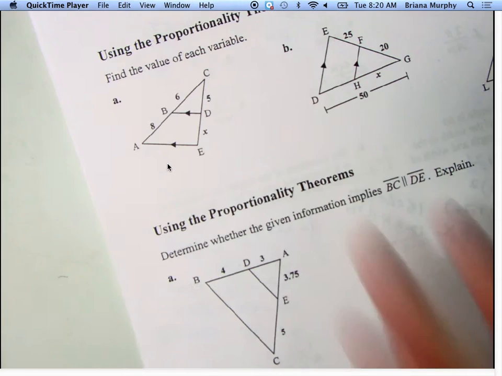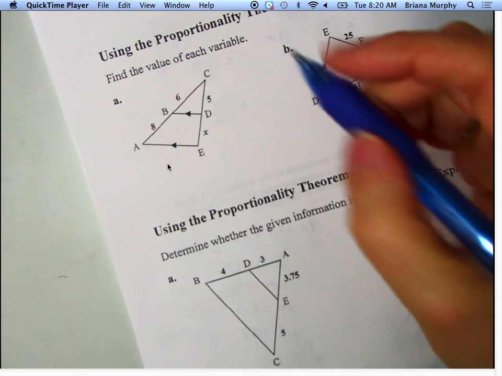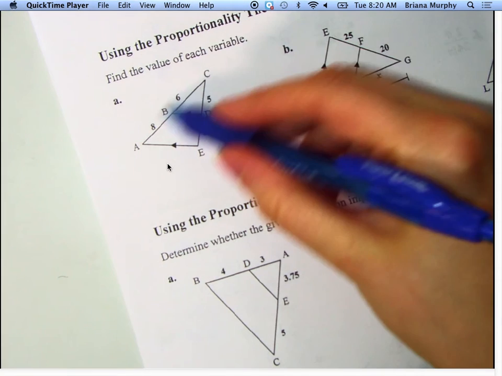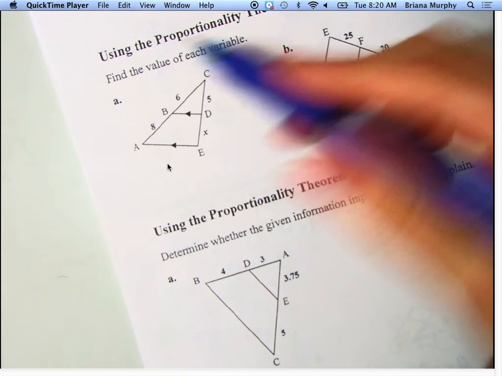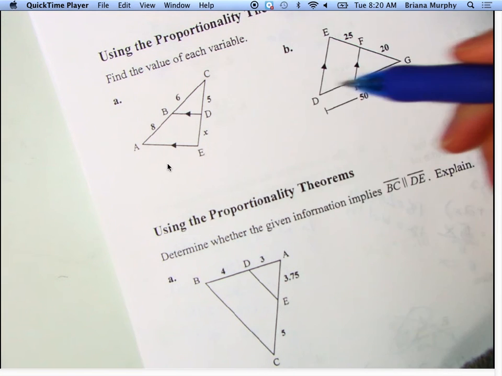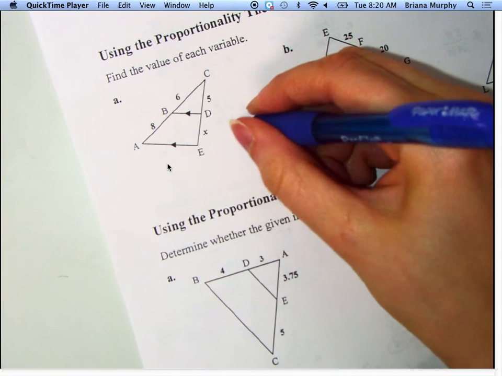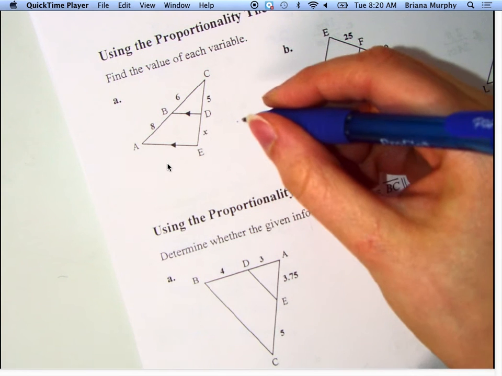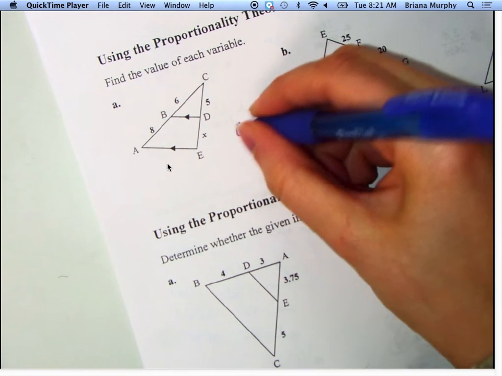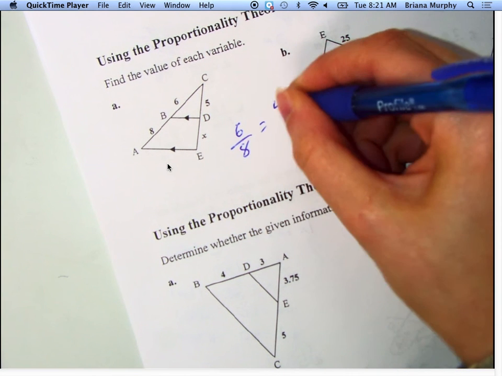I'm going to start with A. The point of this is if you have 2 parallel lines, you have 2 similar triangles. They share an angle and their sides are proportional. So we can say 6/8 equals 5/x.